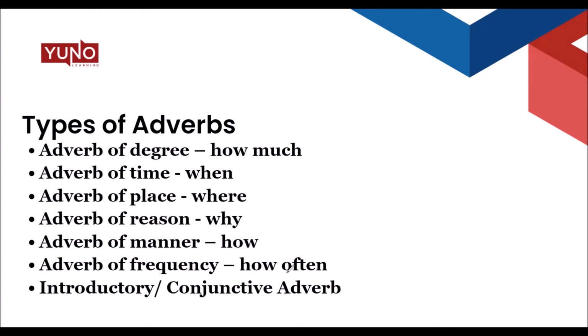Adverb of frequency, how often. Maybe you never listen to someone, you always listen to someone. So always, never, rarely, all these are adverbs of frequency. And we also have introductory or conjunctive adverbs. Which are these adverbs? These are words such as however, moreover, conversely, on the contrary. So these are those introductory adverbs. We also call them conjunctive adverbs because they look like conjunctions. That's the way they connect two clauses.